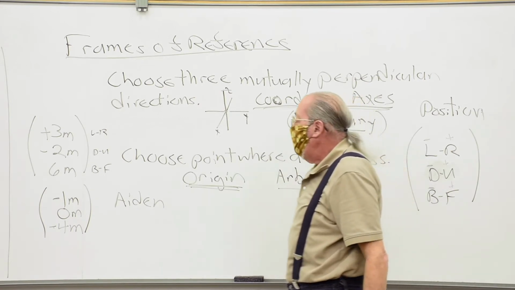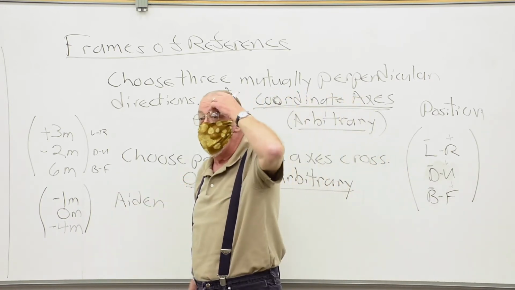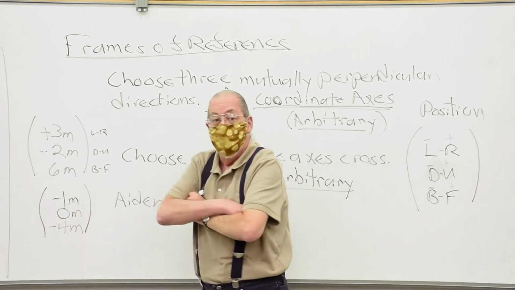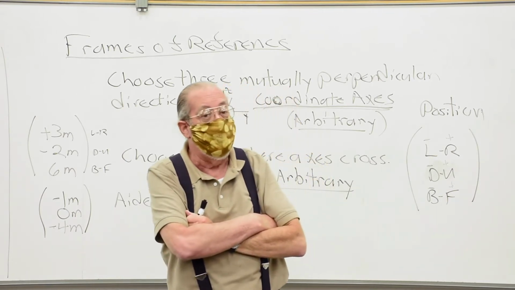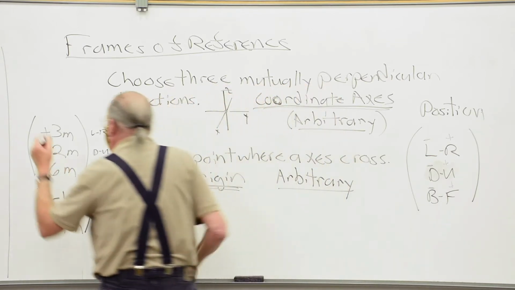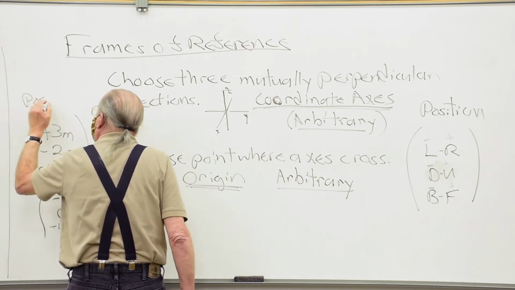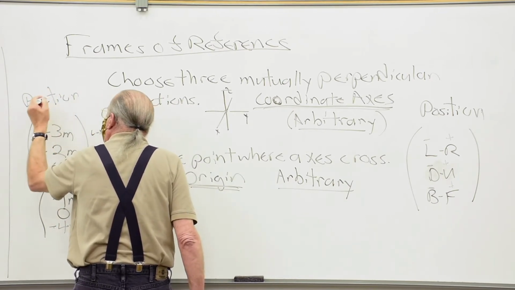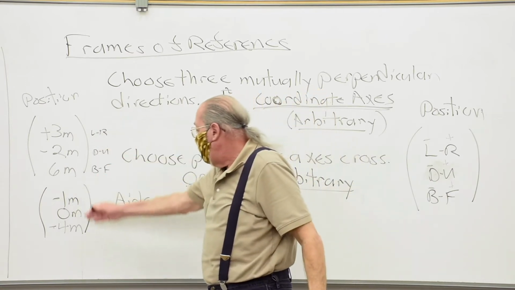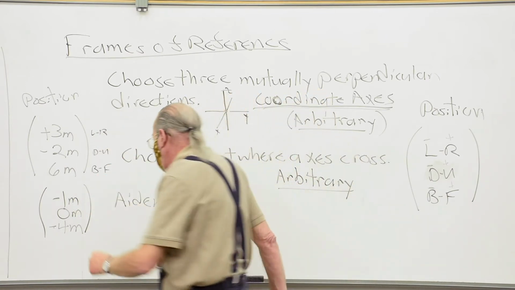I could assign the position of everybody in this class using this method. Every person has a different, unique position in this class. To specify the position of an object, you must specify the coordinates. These are called the coordinates.